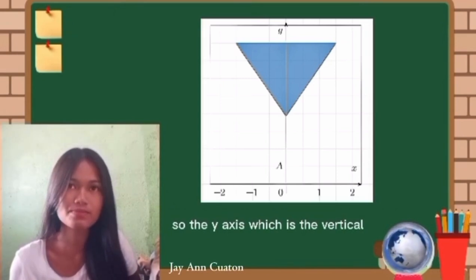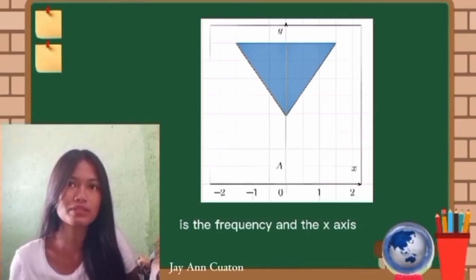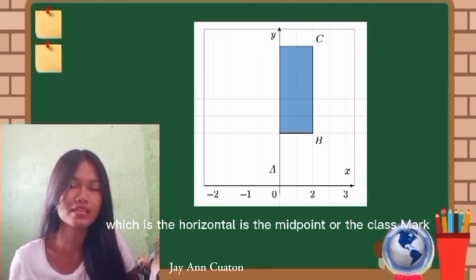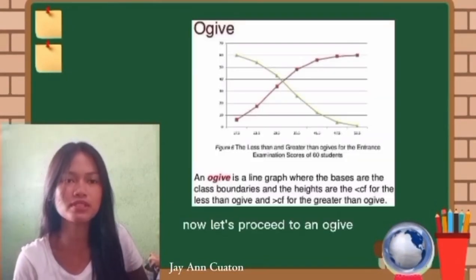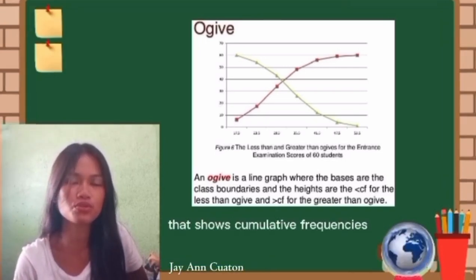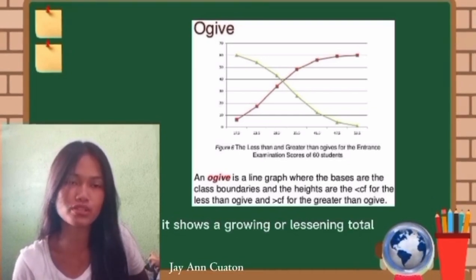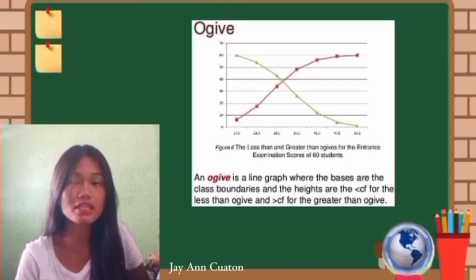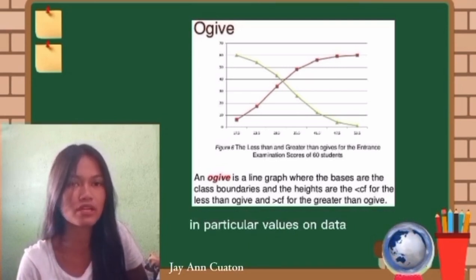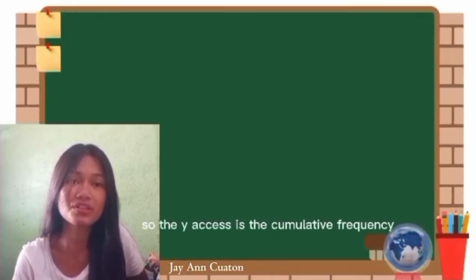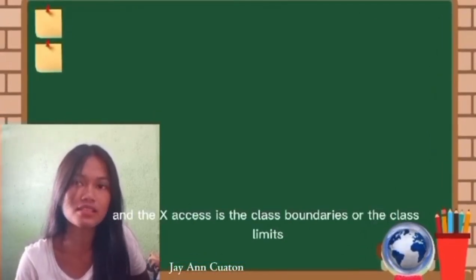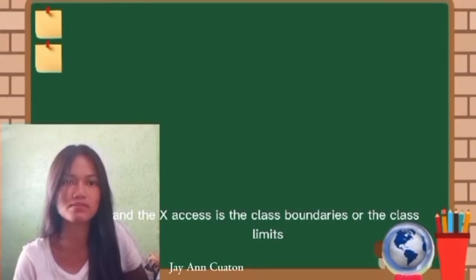The y-axis, which is the vertical, is the frequency, and the x-axis, which is the horizontal, is the midpoint or the class mark. Now, let's proceed to the ogive. An ogive is a type of frequency polygon that shows cumulative frequencies. It shows a growing or lessening total. It is used to determine how many numbers lie below or above particular values in the data. The y-axis is the cumulative frequency, and the x-axis is the class boundaries or the class limits.